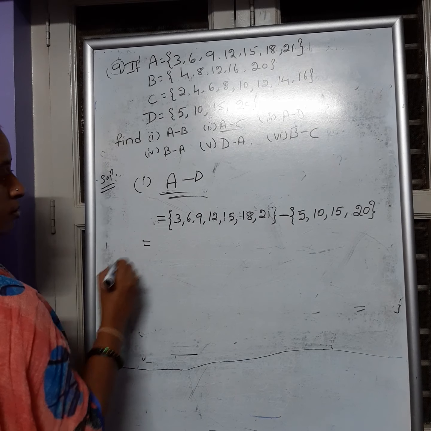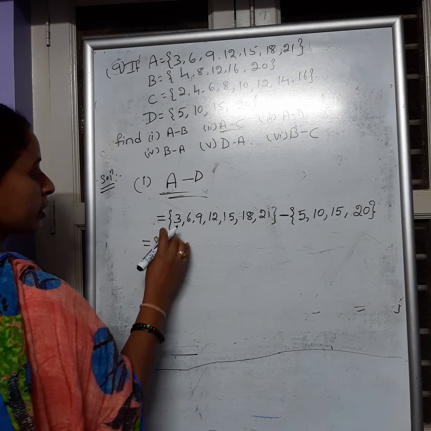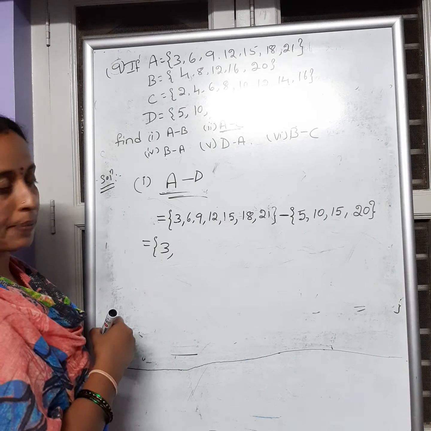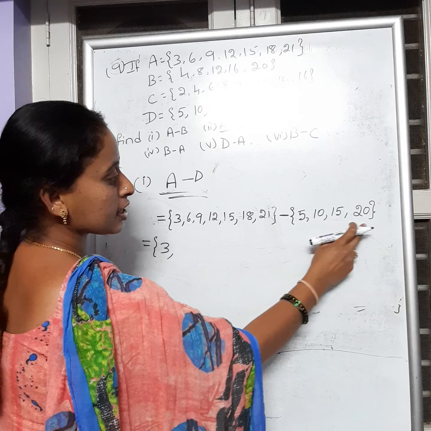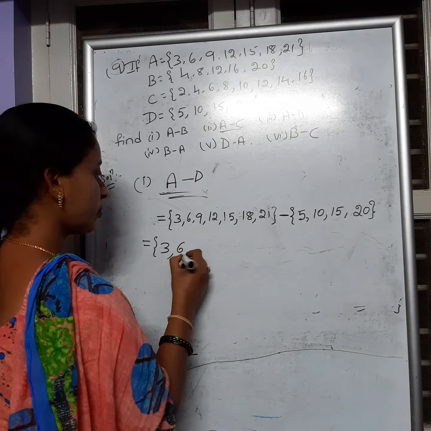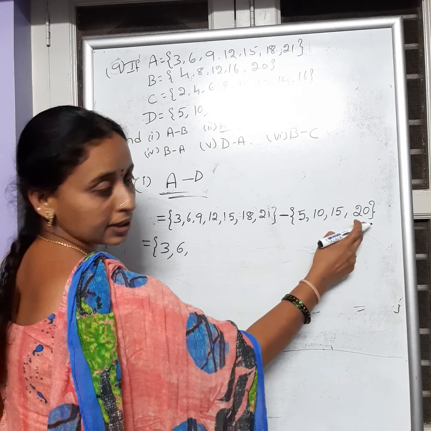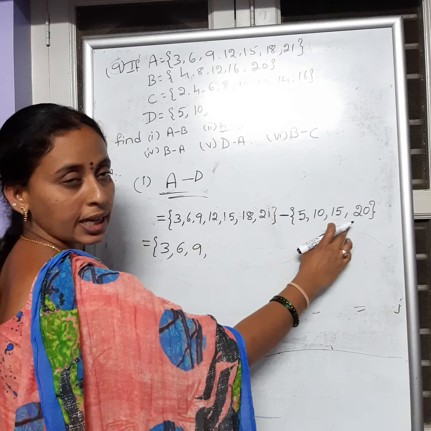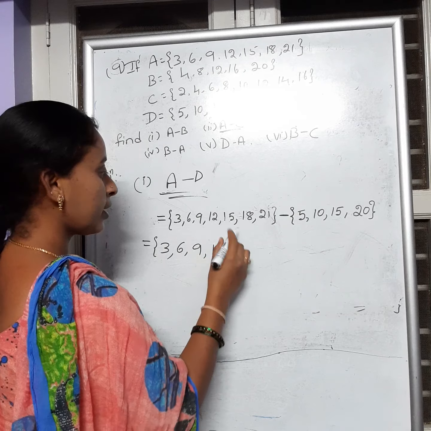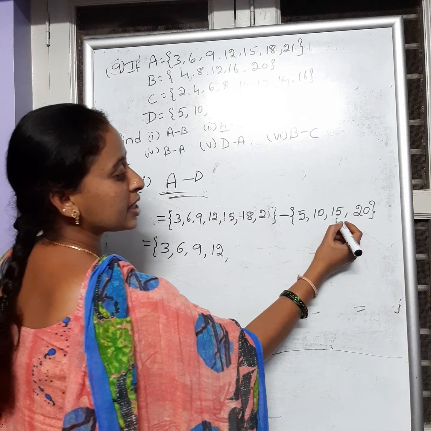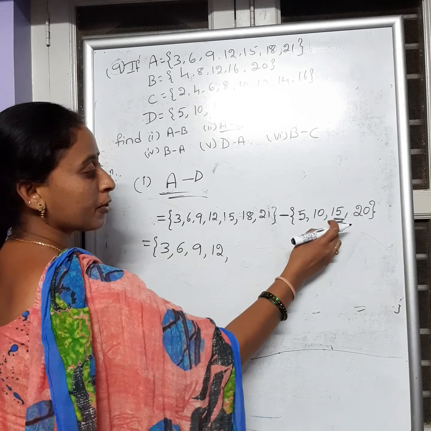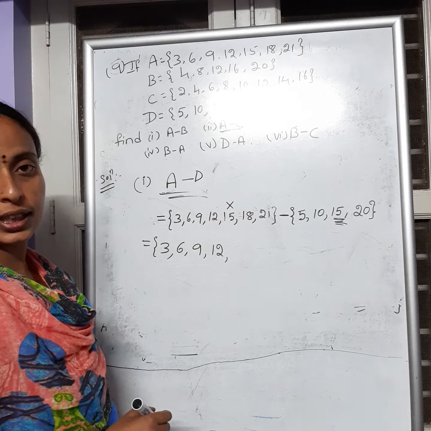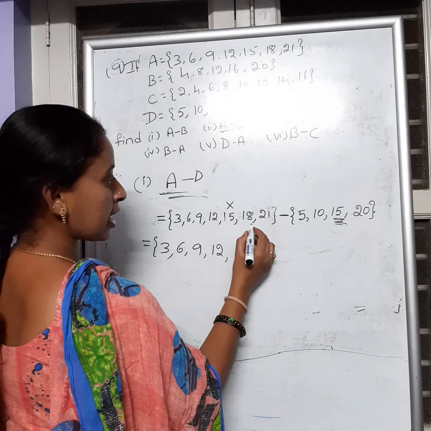Now take the difference of these two. 3. Is 3 present in the set D? No. That means we consider 3. Next 6. Is 6 present in this set? No. 9. Is 9 present in this set? No. 12. Is 12 present in this set? No. Next 15. 15 is present in this set. If 15 is present in this set, we cancel 15.